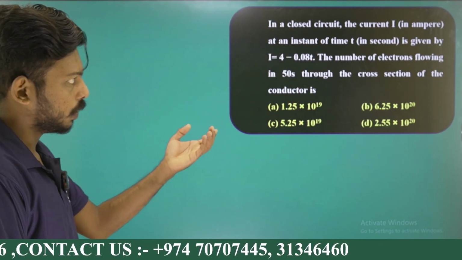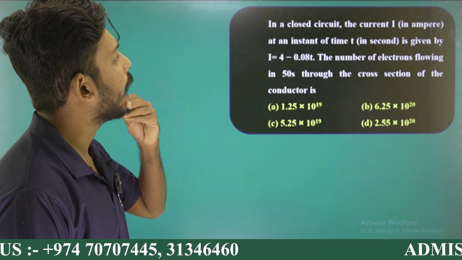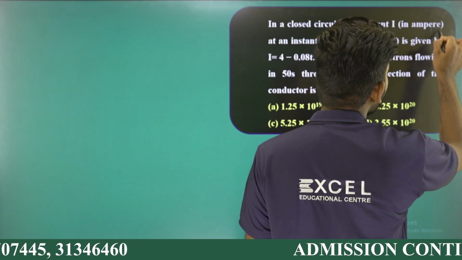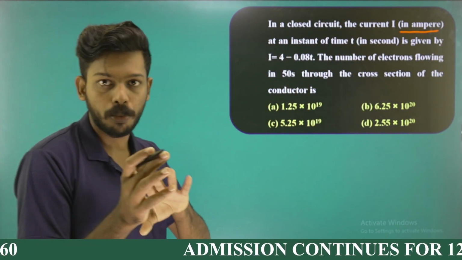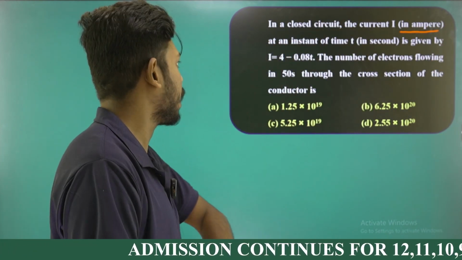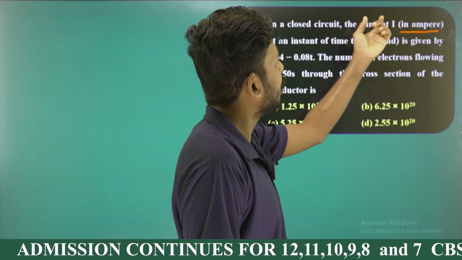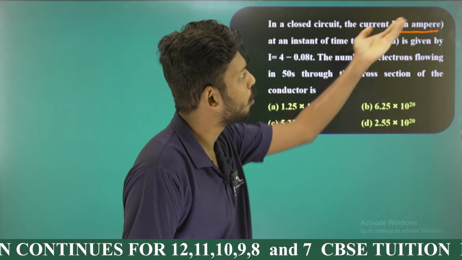In a closed circuit, the question is similar. So in a closed circuit, the current is given in ampere. That's a very important thing actually. The unit is very important. You have to consider the unit in every case. It's given in ampere, so there is nothing to worry about, because the standard unit of current is ampere.